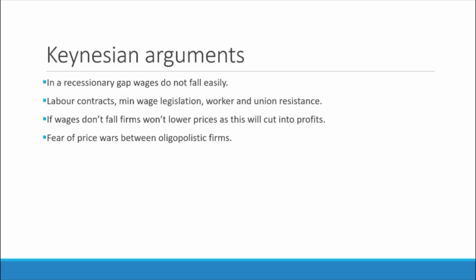This is because of labour contracts, minimum wage legislation and labour union resistance, which makes it hard for firms to cut wages. This means that price level won't fall, as if wages don't fall, cutting prices would harm profits. Also, large firms fear price wars, where if one firm lowers their price to capture market share, another will too, and they both become worse off.